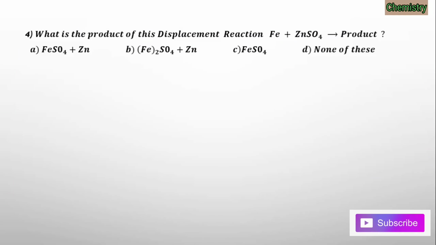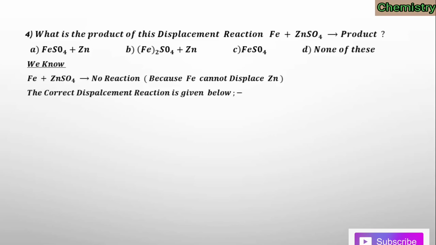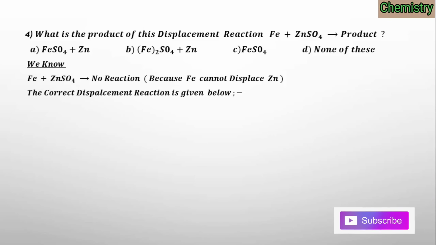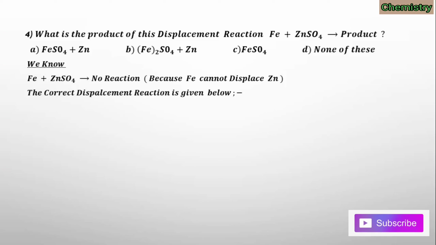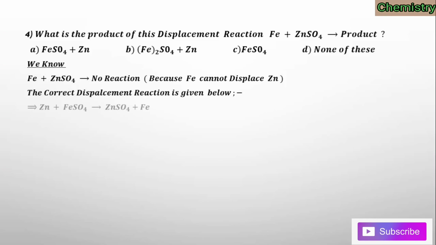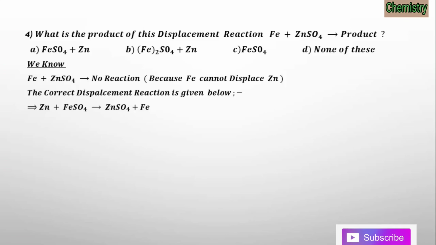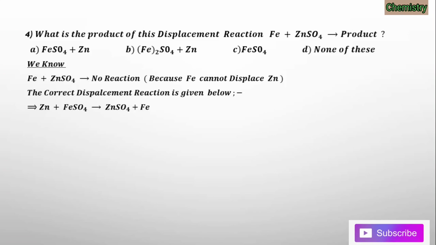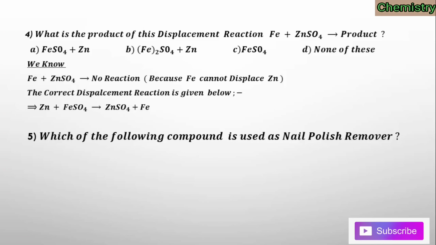In question number 4, we have, what is the product of this displacement reaction, Fe plus ZnSO4? There will be no reaction because Fe cannot displace zinc in the electrochemical series. We have to remember the electrochemical series. The correct equation is Zn plus FeSO4 gives ZnSO4 plus iron Fe. Therefore option D is the answer.